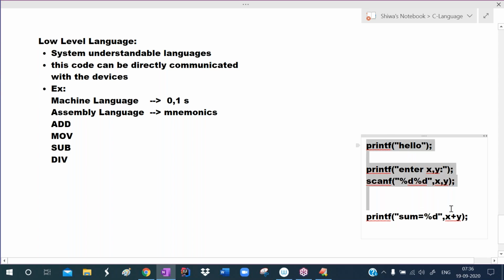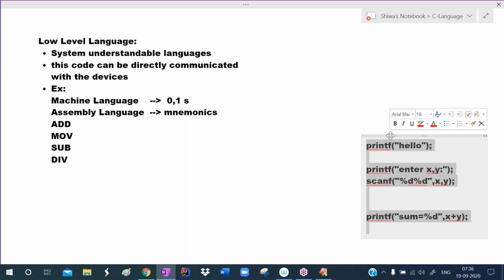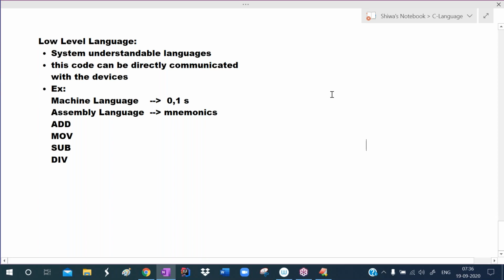So this is called source code. This is the C program we are writing. In which language is it? High level language. We can understand it, but the computer cannot understand it.